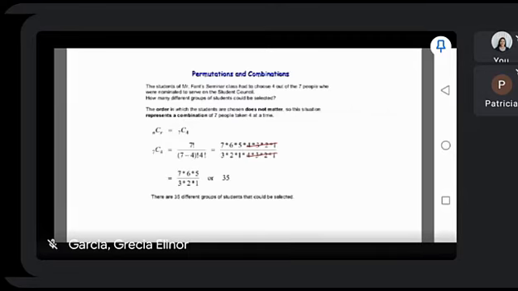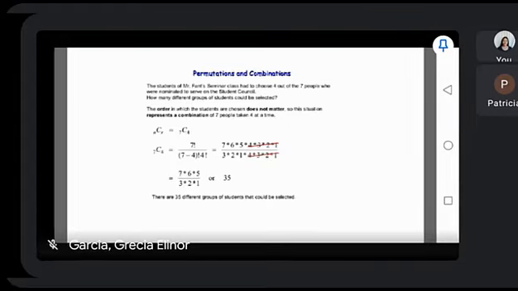The students of Mr. Van's seminar class had to choose 4 out of 7 people who were nominated to serve on student council. How many different groups of students could be selected?